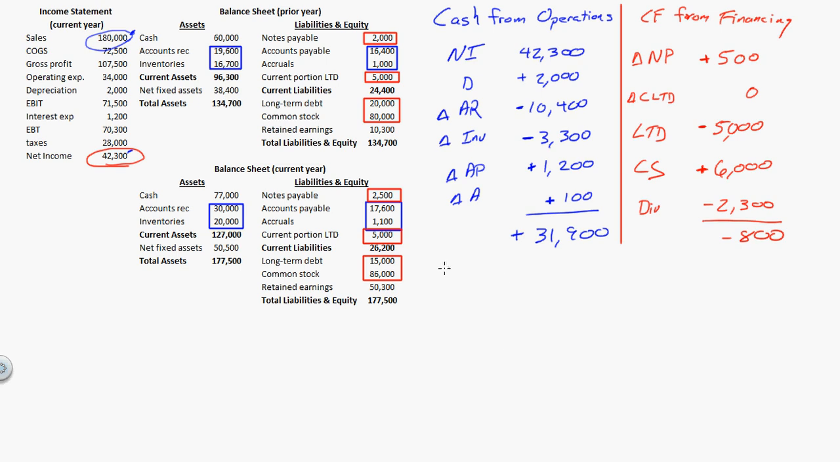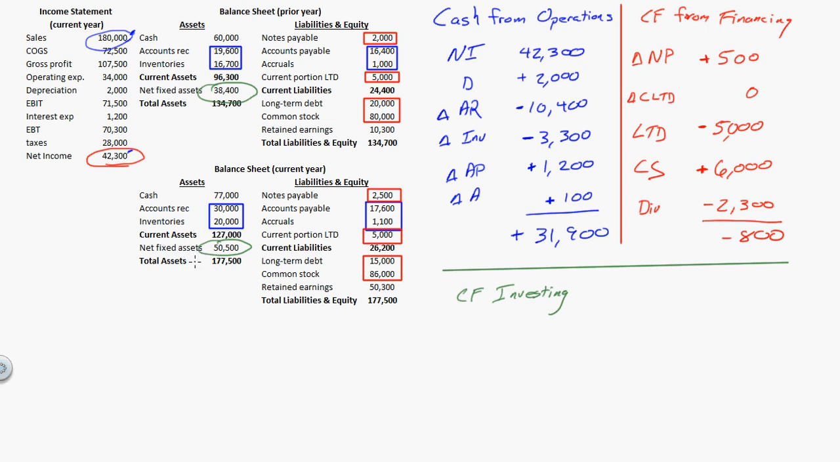So we have cash flow from operations, cash flow from financing. Let's look at cash flow from investing. For purposes here, we're just going to look at cash flow from investing being, did we buy fixed assets? It can also be buying stock in another company, things like that, but we just want to look at, did we buy fixed assets? Well, I don't know. The balance sheet only tells me my net fixed assets.